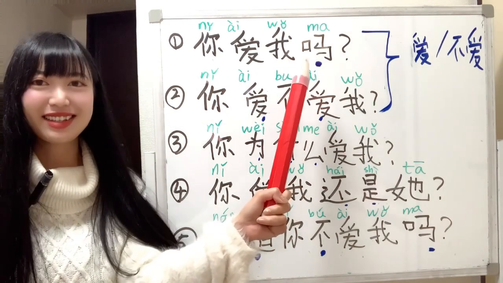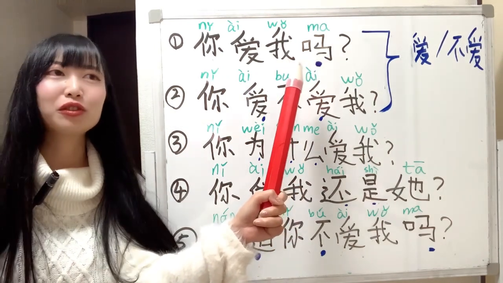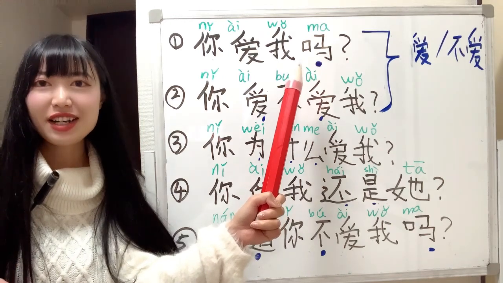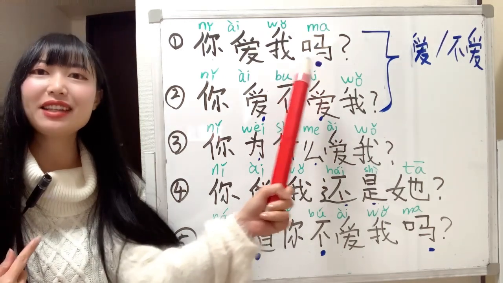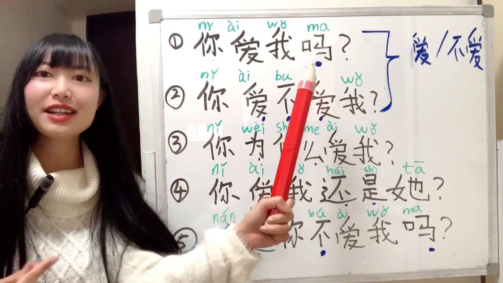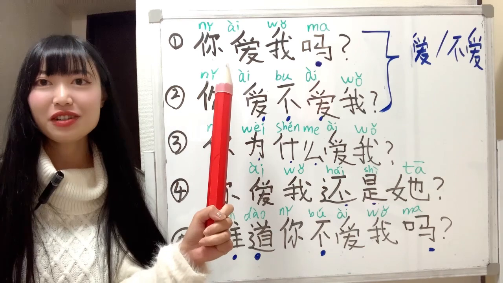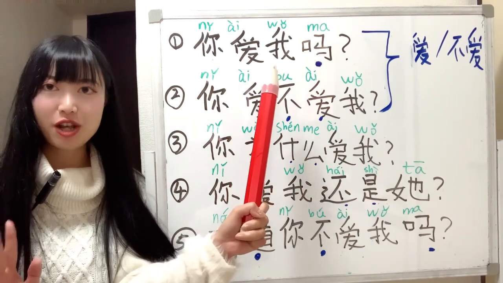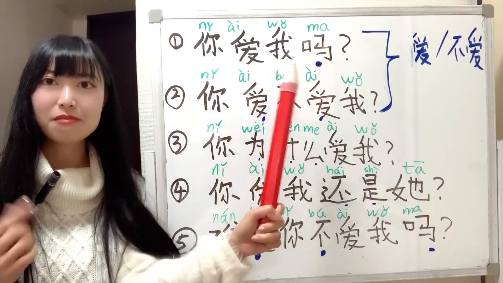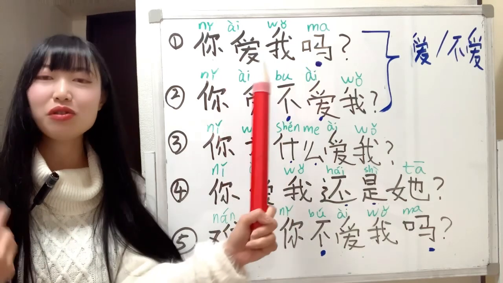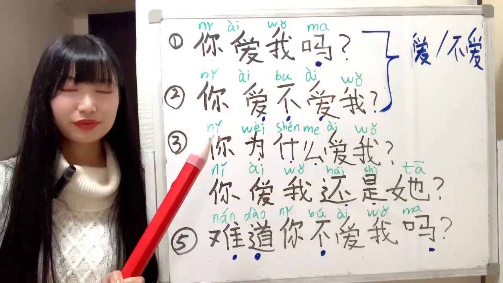Easy like that. So, we don't have like a do like English. In Chinese, we just put ma in the end of the sentence. It's a yes or no question. And you don't need to change the order. So, SVO, we don't need to change. So, you love me, ma, which means do you love me, okay?